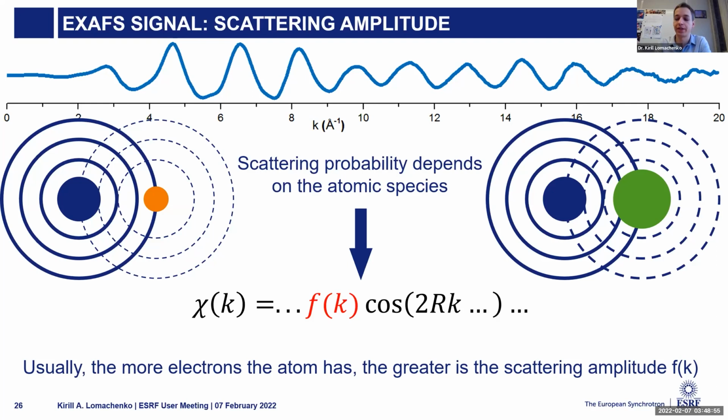So the dependence is a little bit more complex. It's not just scaling. It's usually also a shift towards a higher K. The maximum amplitude of the intensity shifts to high K for heavier atoms. But the most pronounced effect is the increase of the intensity when you have heavier neighbors.